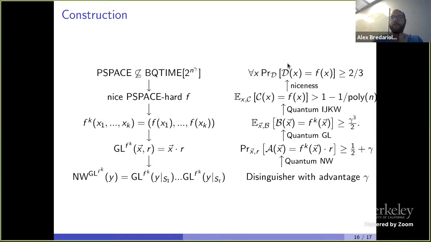And from that, you can go using the niceness of this PSPACE-hard problem. We can have a quantum algorithm for PSPACE, but by your assumption that PSPACE is not in BQTIME 2 to the n to the gamma, this is a contradiction. So such a distinguisher cannot exist, and therefore the PRG is secure.